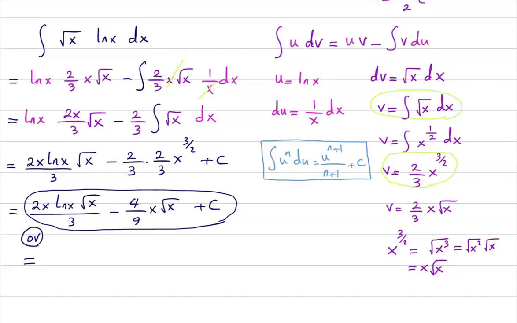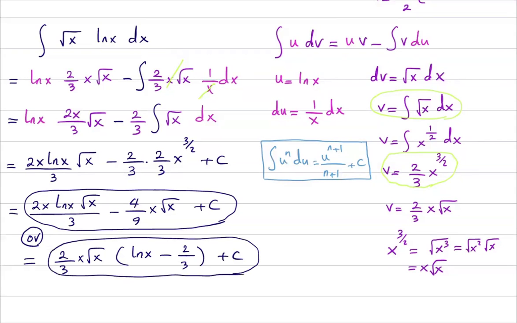Or simplify this as 2/3 x times square root of x, parentheses, you get ln of x minus 1 times 2/3. So let me write this down here for you, minus 2/3 plus constant of integration. Both of them are absolutely fine.